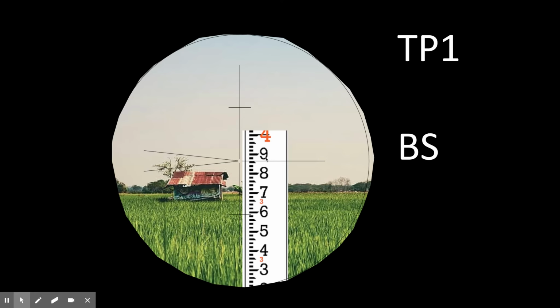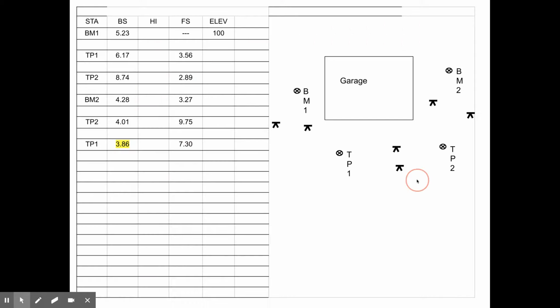So turning point 1, a backside, looks like 3. Can't use this 4 because we're below it. So 3.86. 3.86 will be our backside at turning point 1. And then again, we've got to do a foresight, and that'll complete our circuit. That'll be our last measurement with the level and the rod.